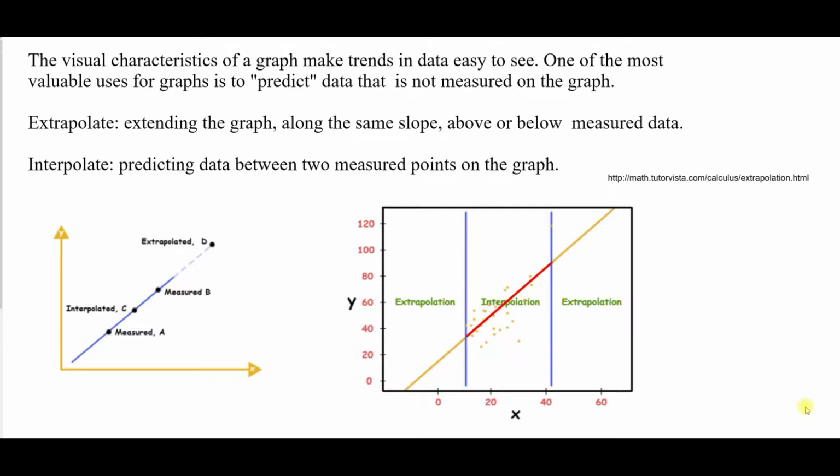If we go outside of our data, for example, if we look here, that's extrapolated, same thing over here, outside of the data. And then if we're looking within the data along two points and we're predicting in between them, then that's interpolate.